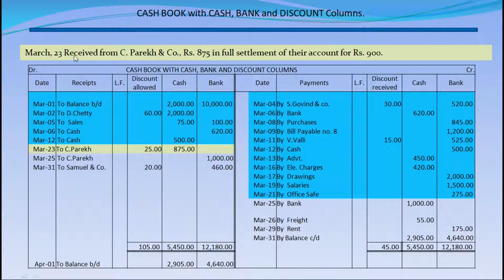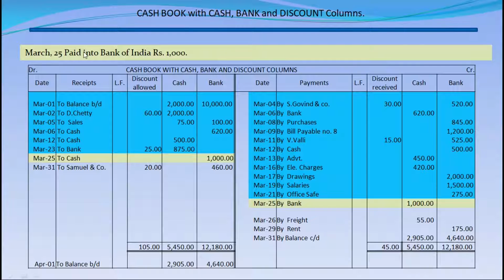March 23, received from C. Parekh and Company rupees 875 in full settlement of their account 900. We have received the amount 875, actual cash. So we have to record this on the debit side of the cash column 875. Our actual amount due from Parekh is 900. So we allow him 25 rupees discount. So on March 23 to C. Parekh, discount 25, actual cash received 875.